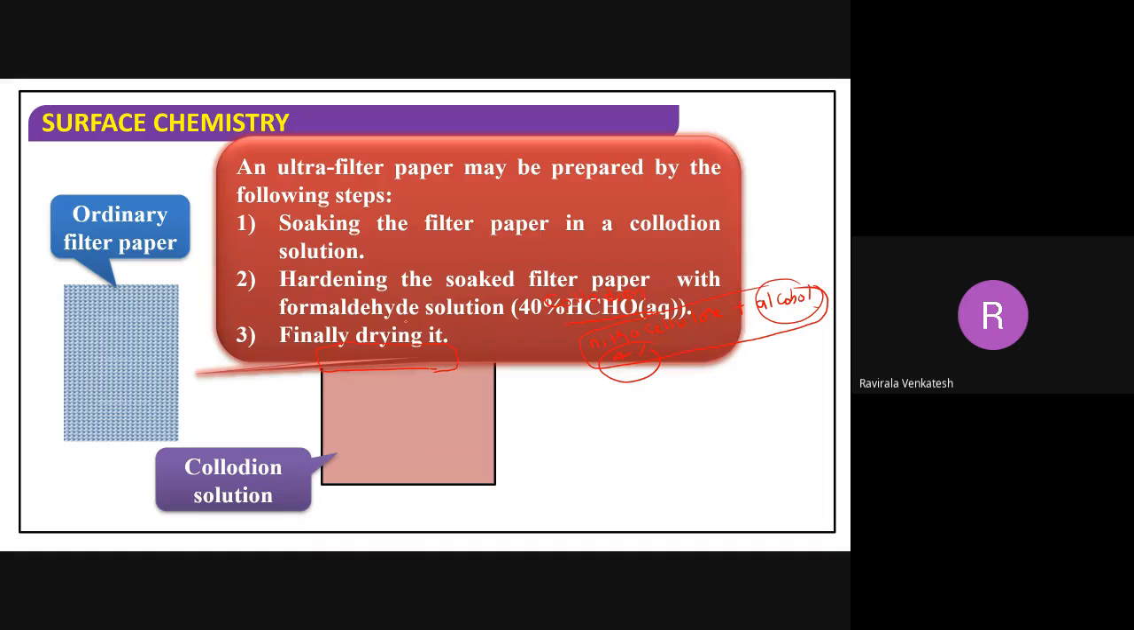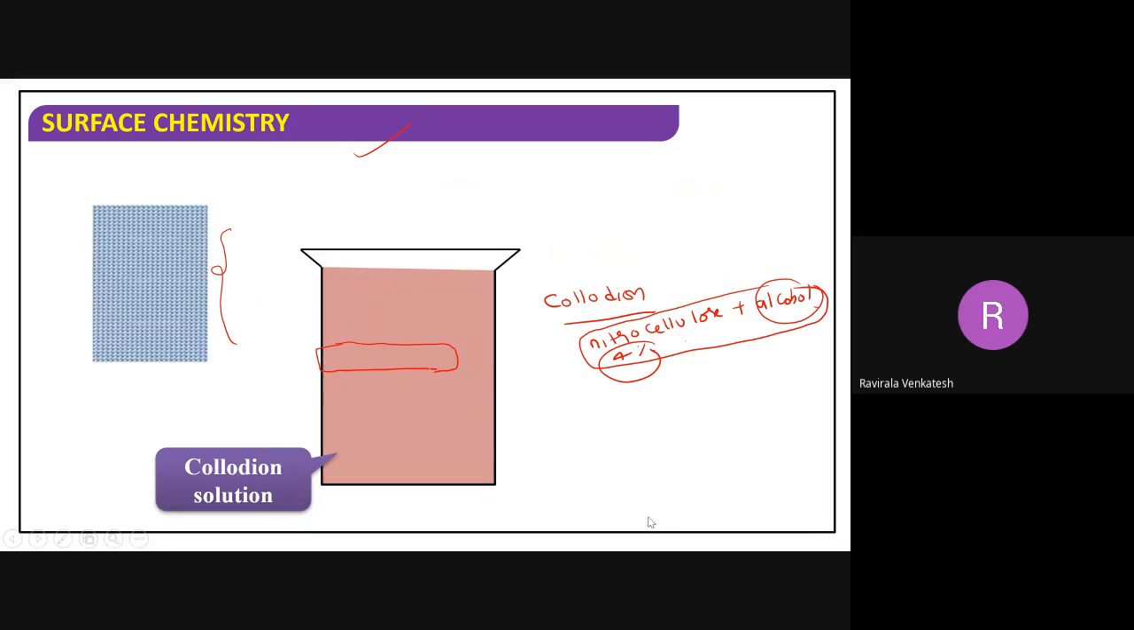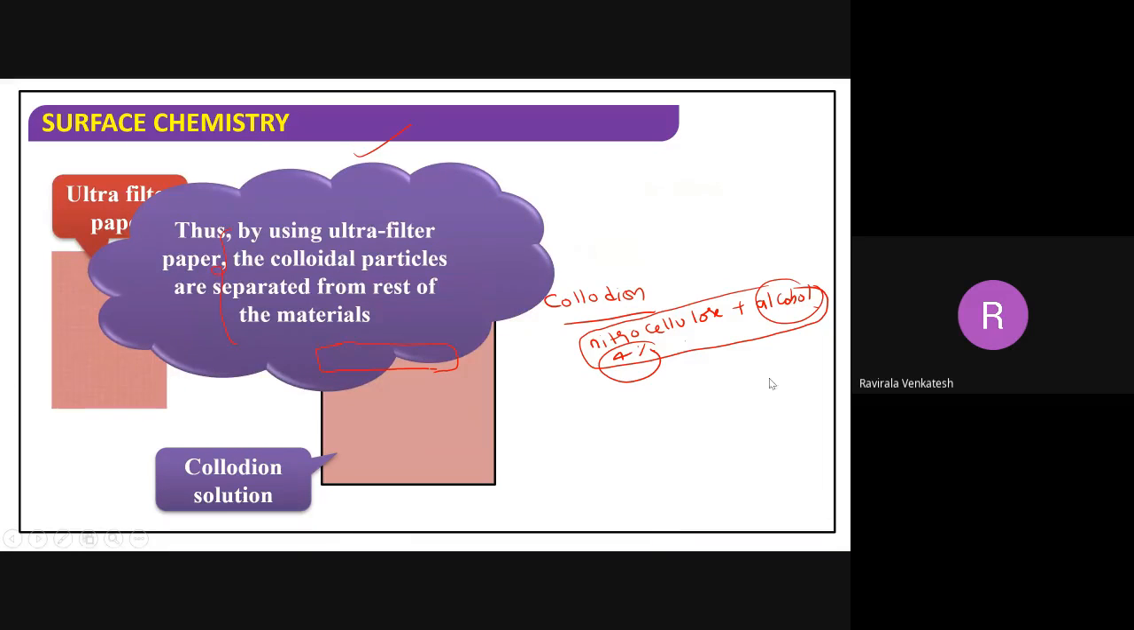By this, you get the ultrafilter paper. The steps are: soaking the filter paper in the collodion solution for a certain time, hardening the soaked filter paper with formaldehyde solution, 40% formaldehyde, in which you dip it so that the paper gets hard, and finally drying. By these three steps, the ordinary paper is converted into ultrafilter paper.